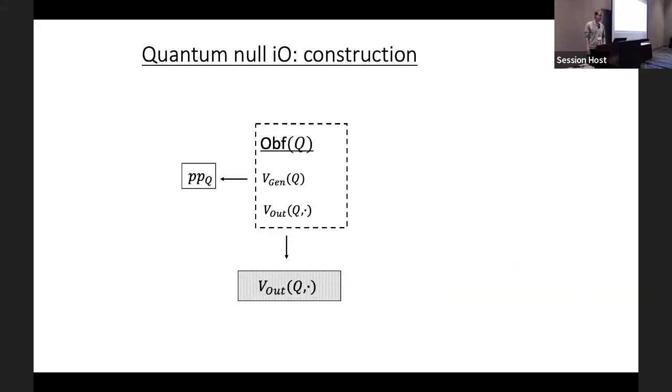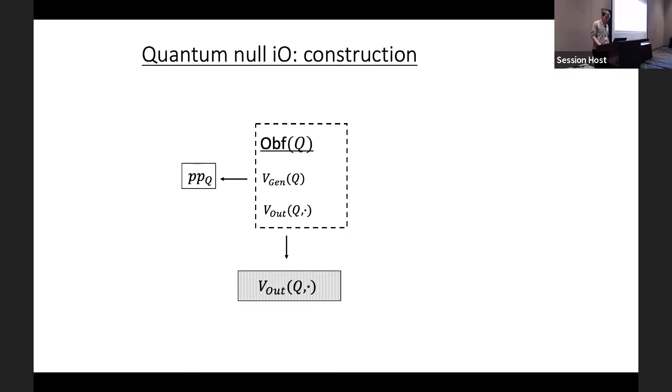So here's the construction. If you want to obfuscate a circuit Q, basically what you're going to do is first run the verifier's Gen algorithm on Q to produce some public parameters with respect to Q. And then you're just going to output a classical obfuscation of the verifier's output function. So these two components make up our null IO scheme: the public parameters and a classical obfuscation of the verifier's output function. And this output function has to have Q hard coded along with any secret randomness that the verifier used to generate the public parameters.